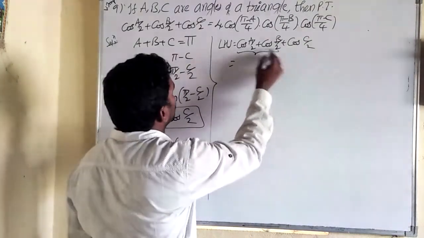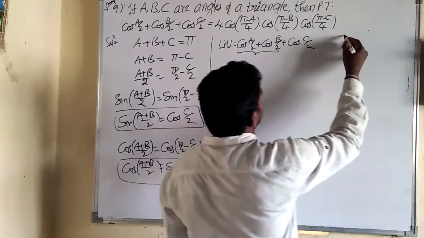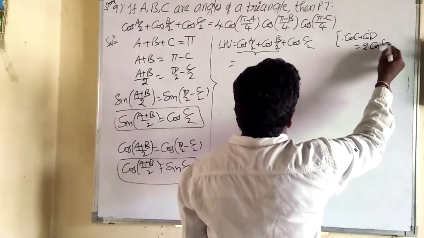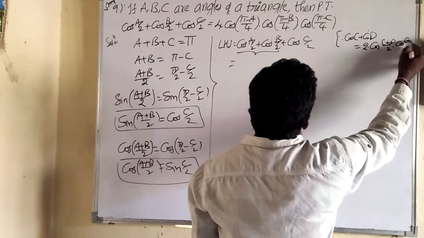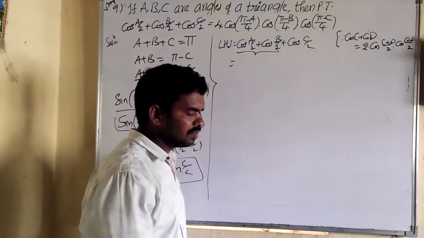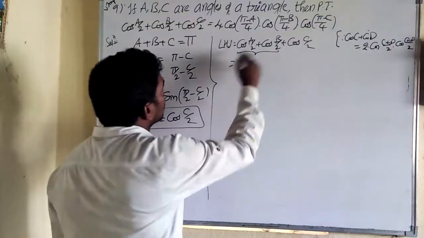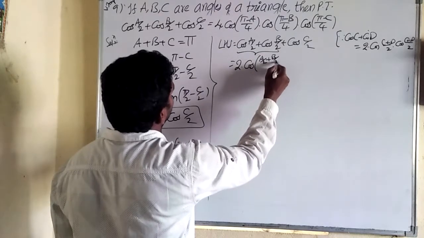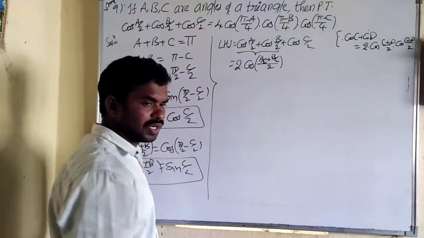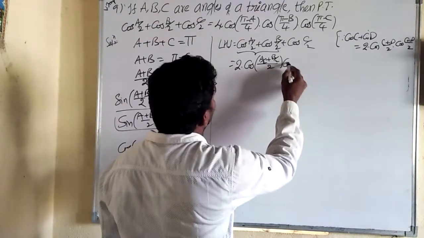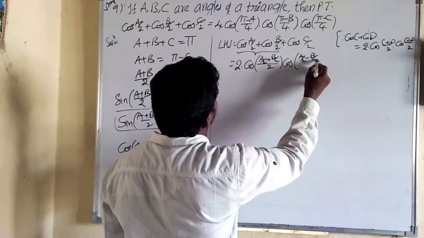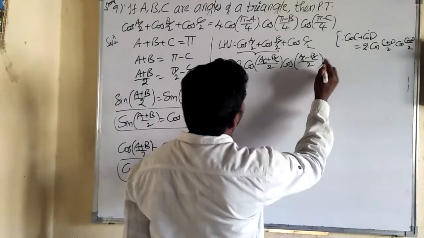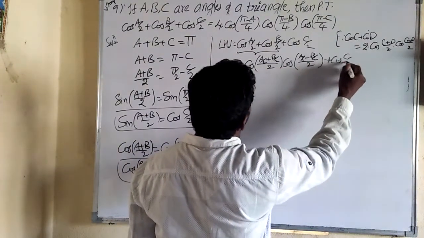From the first two terms, we can apply the cos C plus cos D formula. What is cos C plus cos D? We studied it previously also. Yes, very good: 2 cos((C+D)/2) into cos((C-D)/2). Based on that formula, it becomes 2 cos((a/2 + b/2)/2) into cos((a/2 - b/2)/2), plus cos c/2. Keep cos c/2 as it is first.